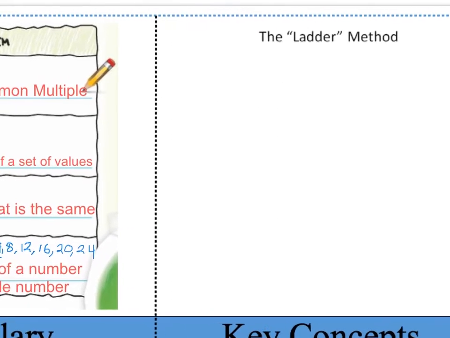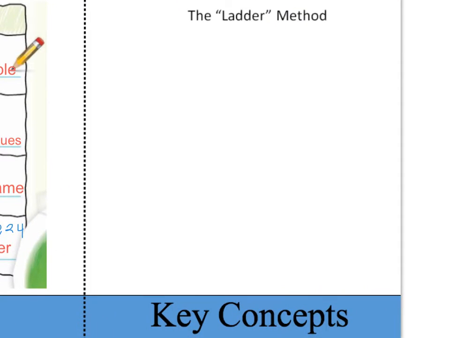So let's go ahead and talk about the right-hand side where it says key concepts. It says the ladder method. So in our previous lesson, we talked about the ladder method. It looks like an upside-down division sign. So if I wanted to find the LCM of two numbers, for example, if I have 3 and 4, I would place 3 and 4 inside of my upside-down ladder.